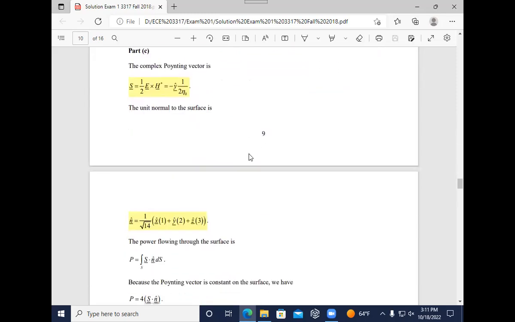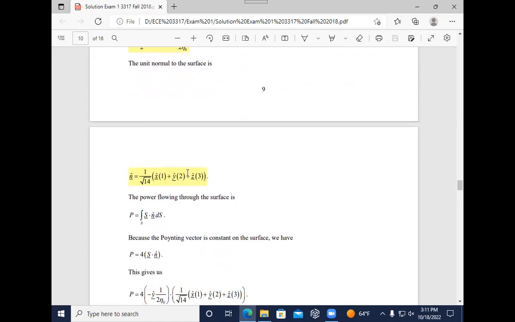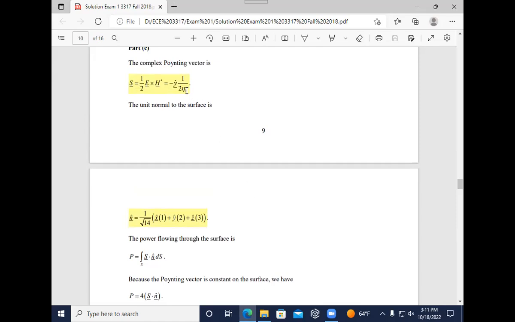So that's the vector v, and we just divide it by the square root of 1 squared plus 2 squared plus 3 squared, so that's the square root of 14. That's the unit normal. And then we dot the Poynting vector with the unit normal right here, and then integrate over the surface S. Now, of course it's not always this way, but in this particular problem, the Poynting vector is just a perfectly constant vector.